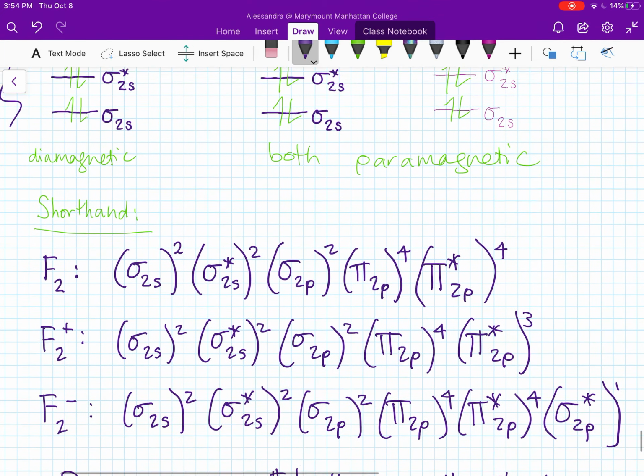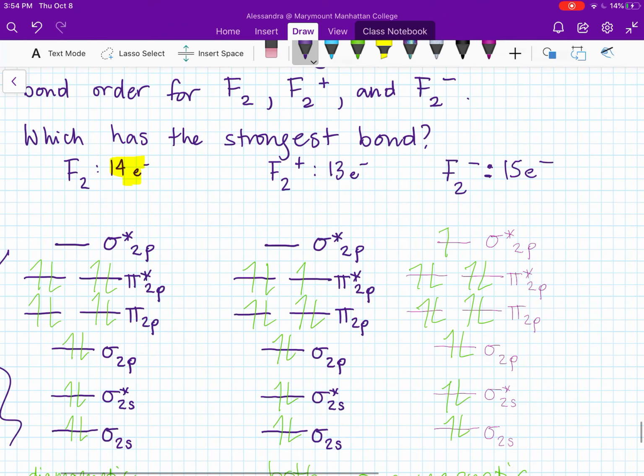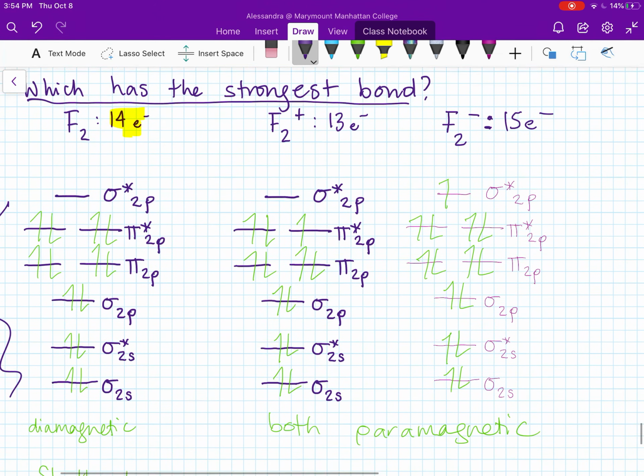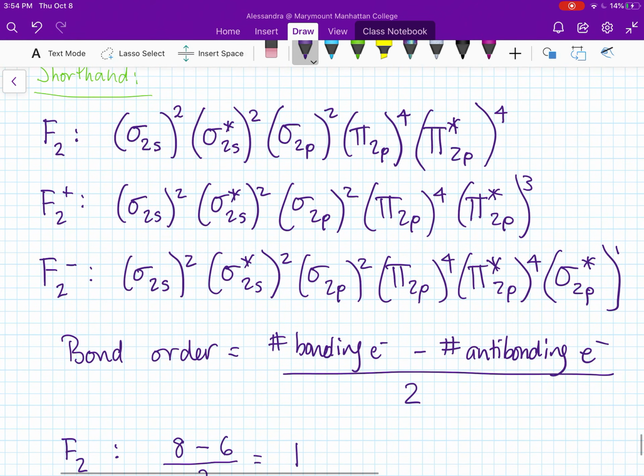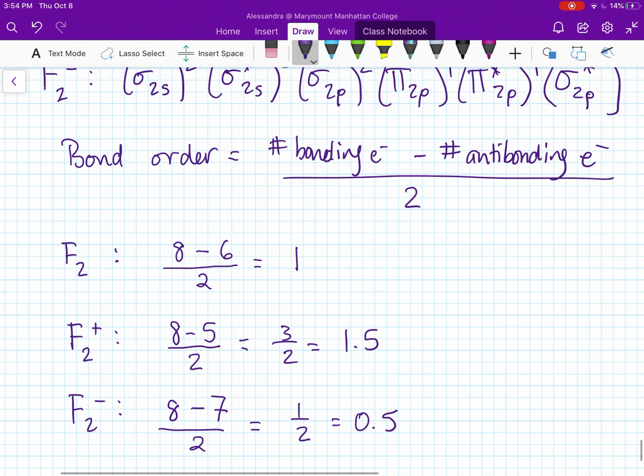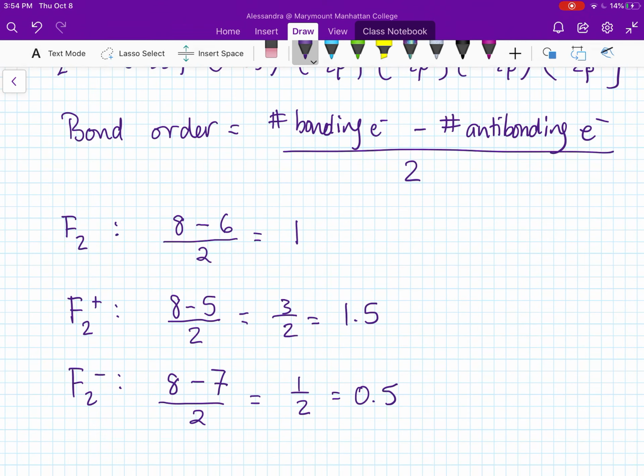So when you are asked which is the strongest bond in the question, the strongest bond is going to be the one that has the highest bond order. So the strongest bond is going to be F2 plus because the bond order is 1.5, and that's the highest bond order of all three of these.